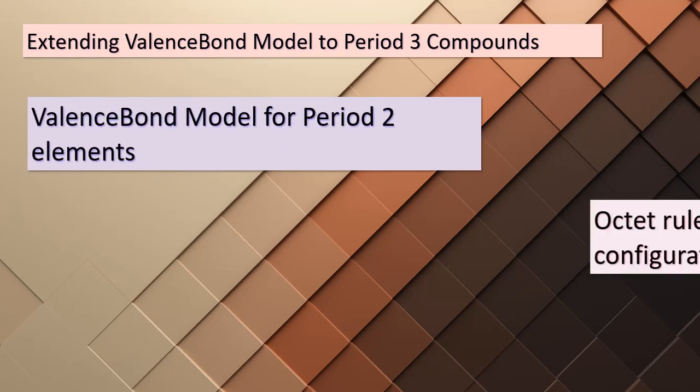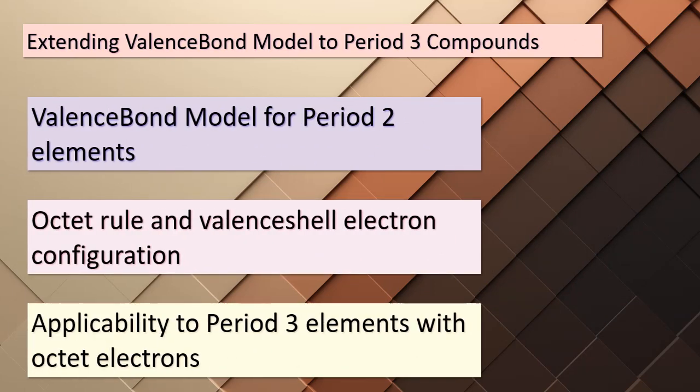Hello again, dear students. Today, we're delving into the fascinating world of molecular bonding and extending our understanding of the valence bond model. As we know, the valence bond model is a powerful tool to explain the bonding in compounds of period 2 elements. This model helps us understand the sharing of electrons between atoms, forming bonds.